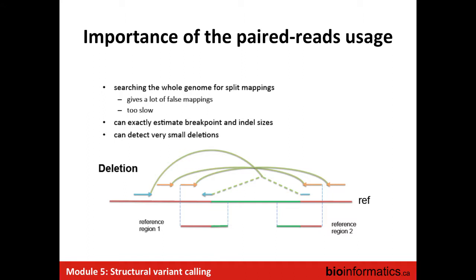Because if you do split read, it also gives you a lot of false positives, but not the same as what you have in read pair. And it's really slow. So a lot of the tools will go first with read pair and then add the split read as an additional layer to confirm the method. The advantage is you can have better detection and have the breakpoint detection at the same time.